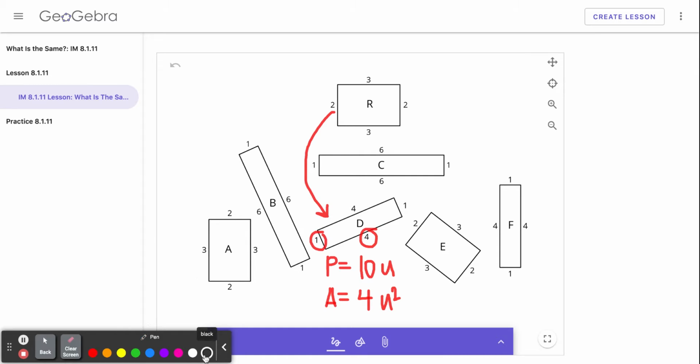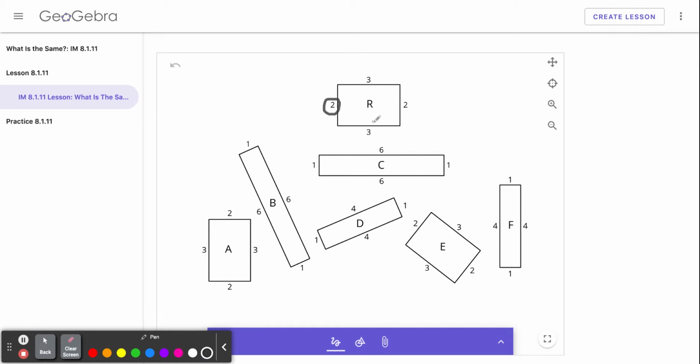Whereas in R, we know that we have a perimeter of 10 units, but the area would be base times height, which is 2 times 3, and so the area would be 6, not 12. Not sure where I got 12 from. Oops. Oh, Miss Canez, I cleared everything.